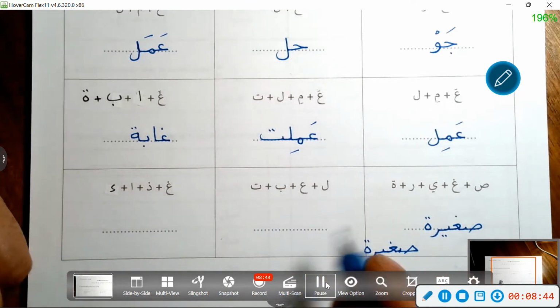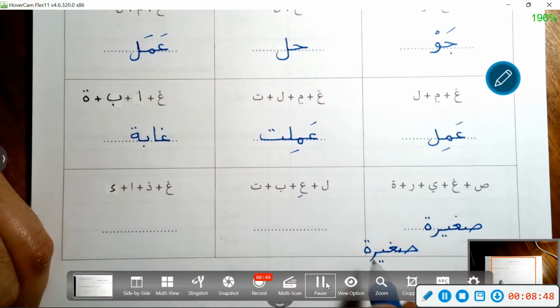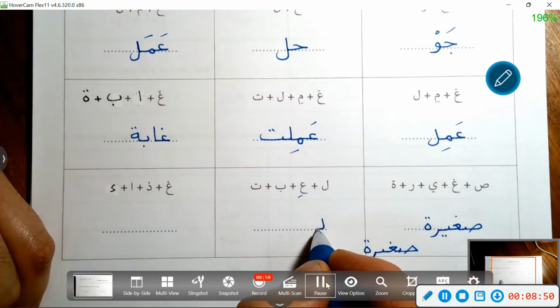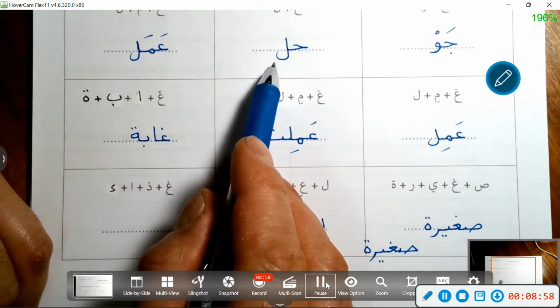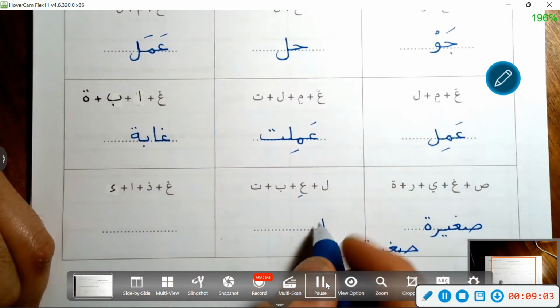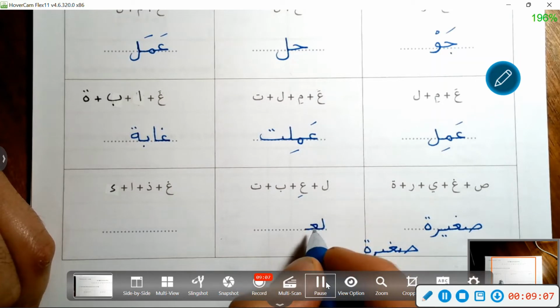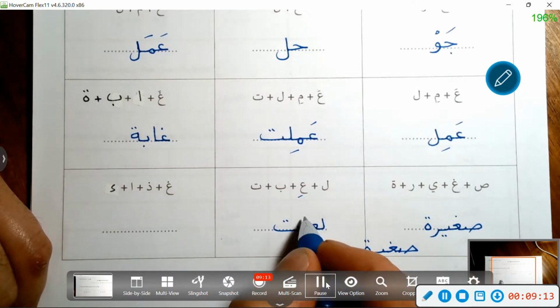Next word, لعبت. We need kasra under the عين. Lam stays above the line or on the line because it's not the last letter, as in hal. So only when it's the last letter it goes under the line. So here it's not the last letter, so we keep it above the line. لعبت باء then تاء. لعبت.